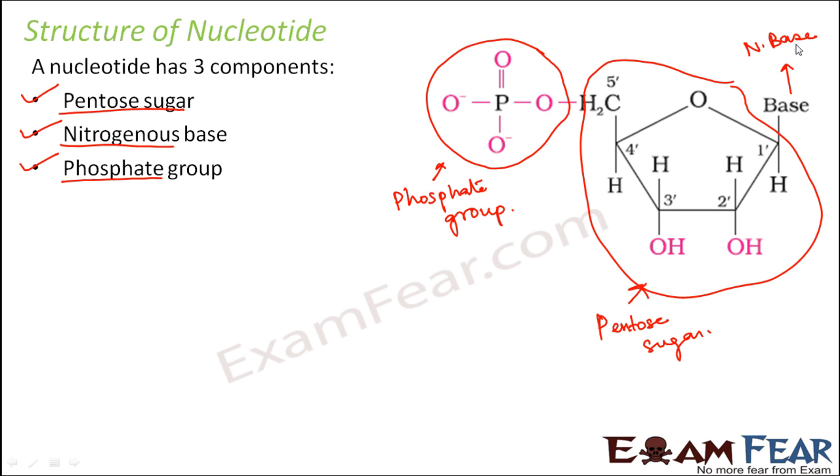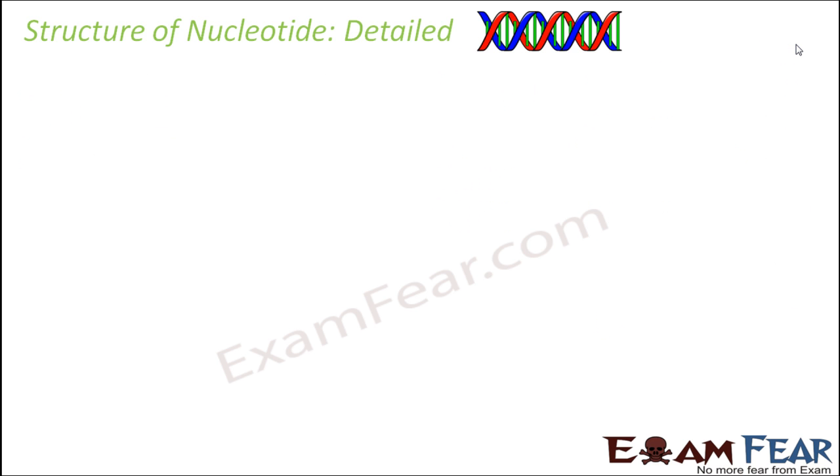Now first we have to understand each of these components in detail. What exactly is pentose sugar? How is it structured? How exactly are the nitrogenous bases, and how is the phosphate group? And then we will see how the three components are joined to each other. So first let us talk about the pentose sugar.